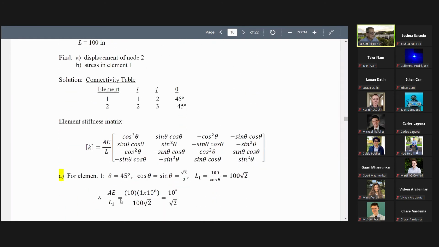So pay attention to this. If you do this, AE over L1, L1 is actually 100 divided by cosine theta, which is 100 square root of 2. So actually AE over L, this is AE divided by L, we get 10 to power 5 over square root of 2. So that is this factor. 2 minutes, work on this, tell me what you get. I will check the numbers here with you. 2 minutes, find the element stiffness matrix for element 1.